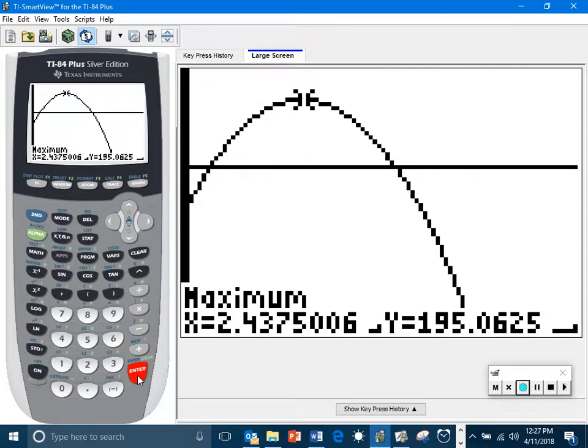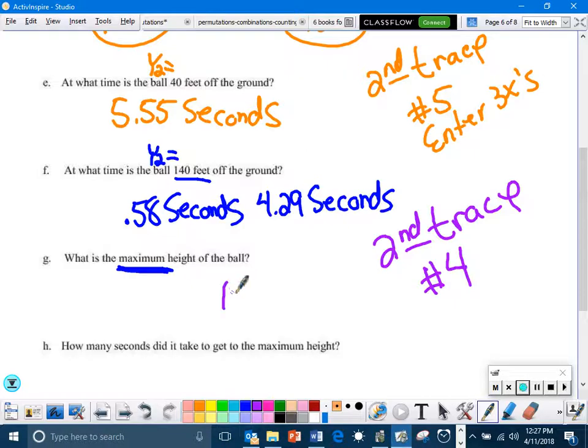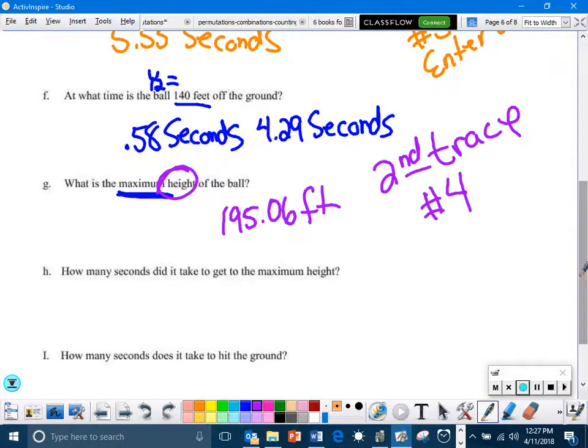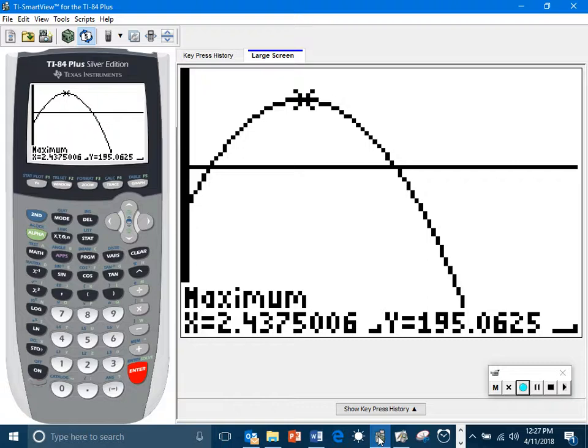So the maximum height is 195.06. That's the height. How many seconds? The time. That would be the 2.44. I'm going to say 2.44 seconds.